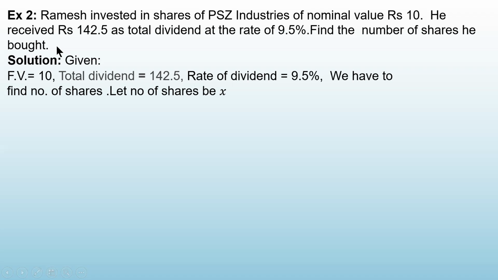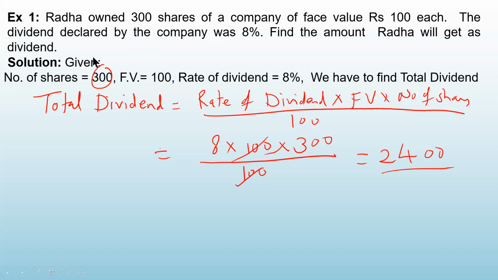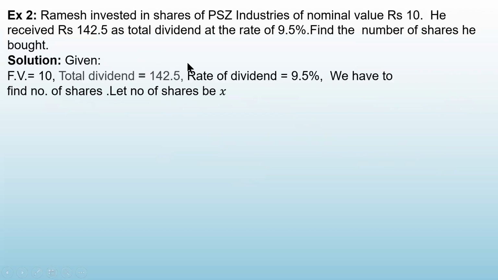Find the number of shares he bought. How many shares was he having? Okay. So you have to find the number of shares. So what we do, whatever thing we have to find out, we call it X. So let the number of shares be X. So in this problem, this is exactly the opposite of the previous problem. In the previous problem, the total dividend was asked to calculate, we had to find the total. And here in this problem, total dividend is already given to you and you are asked to find the number of shares.